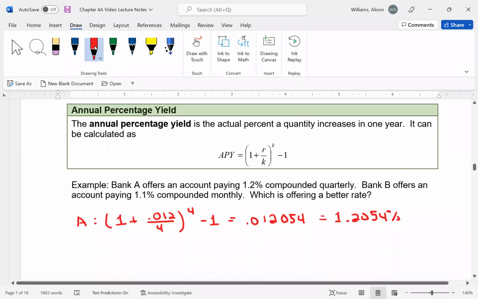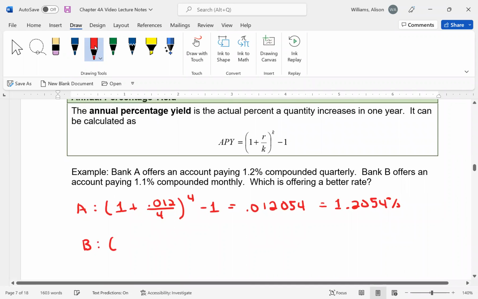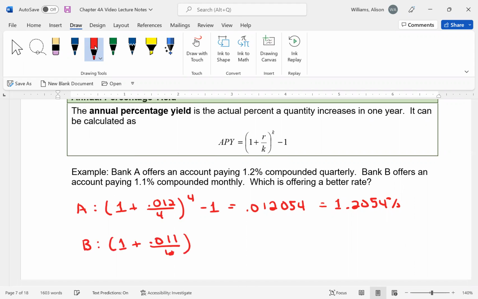Now let's try Bank B. This time 0.011 divided by 12, raised to the 12th, minus 1. Sorry, my 12 is looking kind of sad today. There we go. All right, and now I get for this one 0.011056, or 1.1056%. So the payout is technically bigger with the first bank.